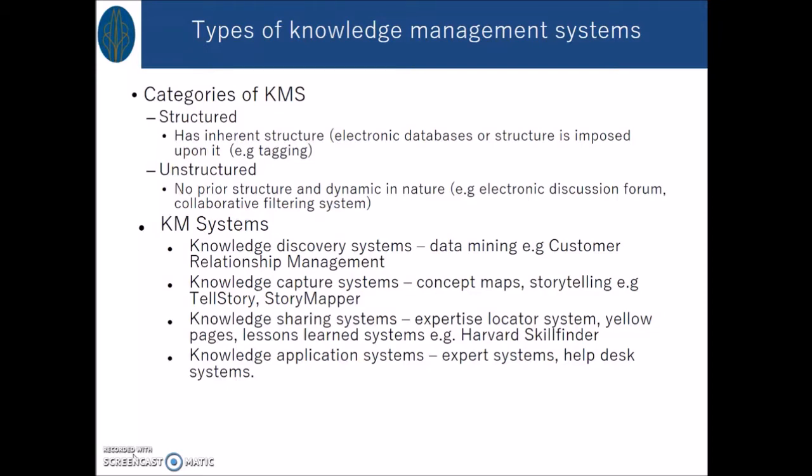There are types of KMS. This type of KMS reflects the KM processes, which are discover, capture, share, and apply. So you just append the word systems to those KM processes. There you go, you have a knowledge management system. A knowledge discovery system is basically a system that facilitates knowledge discovery. An example of this would be data mining applications, business intelligence, big data analytics, in which that system will identify or discover knowledge based on historical data, based on patterns, based on trends.